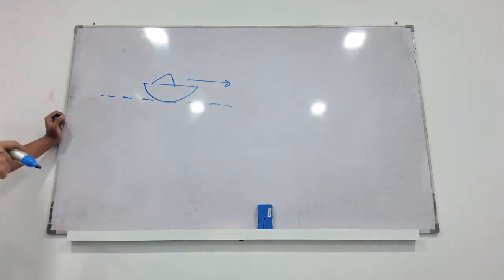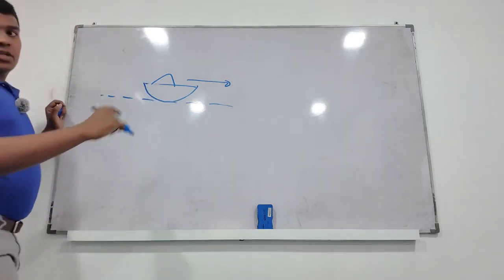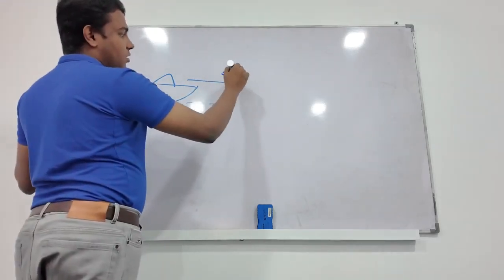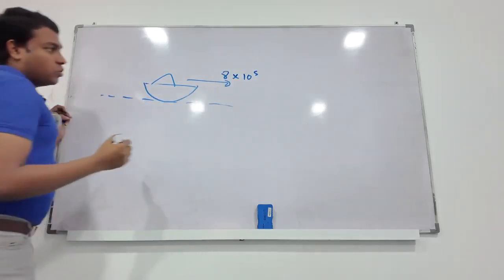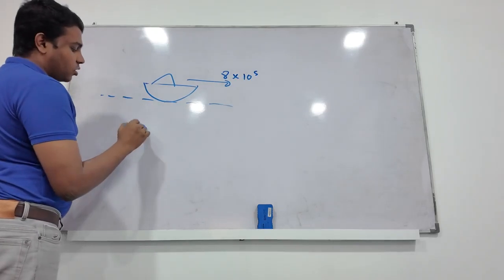You can think of it like a frictional force. It might be due to the water, it might be due to air, it doesn't matter. They just say drag force. Because of the force given by the ship's engine, this is moving, 8 times 10 to the power 5 newtons. You think of drag force like friction. So the answer is 8 times 10 to the power 5.